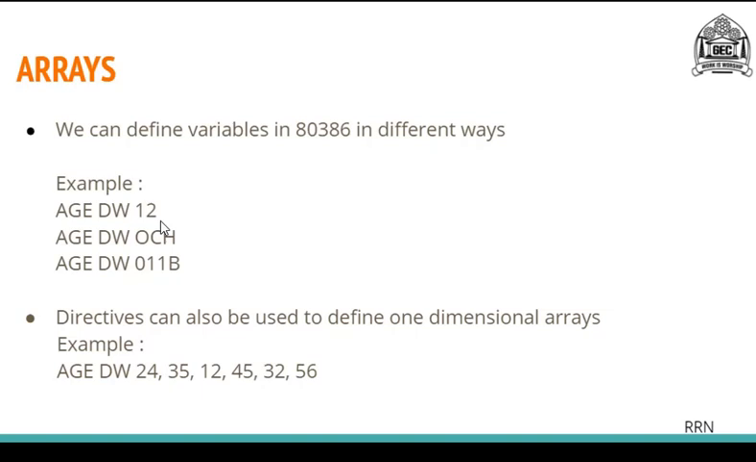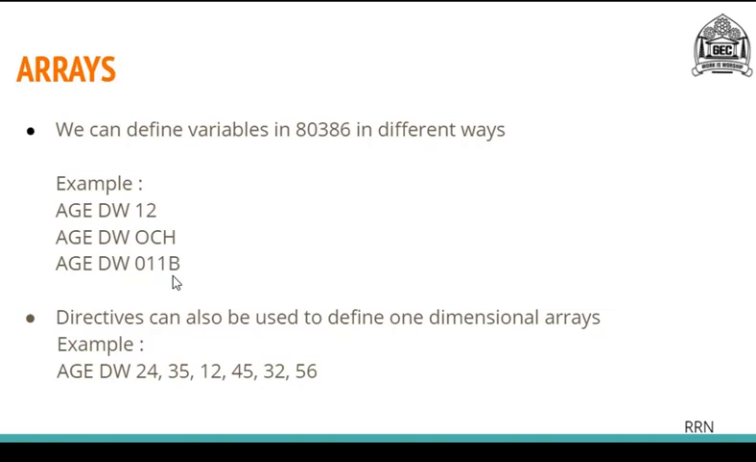Similarly, we can also define variables in hexadecimal format and in binary format. So in the first way, this is how we can define a variable in decimal format. The second way is how we can define these variables in hexadecimal format. And the third variant is how you can define variables in binary format. So these are the three standard ways in which you can define your variables in NASM.